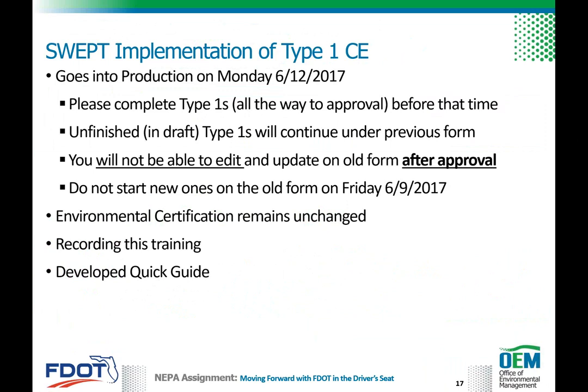We recognize that there's other processes in place, and so if you have an unfinished, as in draft, Type 1 that hasn't been approved, it will continue under the previous form until you get to the point where it's approved. But once it's approved, you won't be able to withdraw it and edit it or anything like that. Once it's approved, you'll need to move on, and it'll have to be the new form from there.